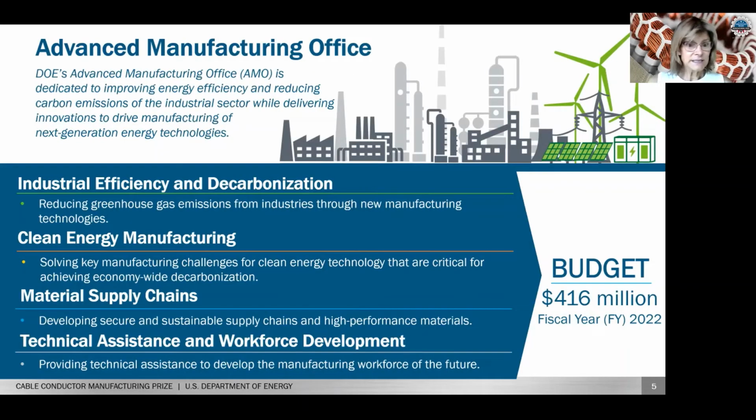And now I'd like to talk a little bit about AMO. This slide summarizes our office organization and mission statements and our most recent budget. Our office supports research, development, and demonstration, or RD&D, aimed at improving manufacturers' energy efficiency and the efficiency of the products they produce. In addition to energy efficiency, the office has a strong and accelerating focus on decarbonization through manufacturing and on solving manufacturing challenges for the clean energy industry. This work is built on a foundation of effort in material supply chains and high performance materials, and is accelerated into the market through technical assistance and workforce development. Next slide, please.